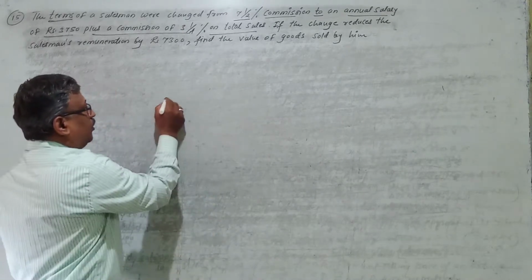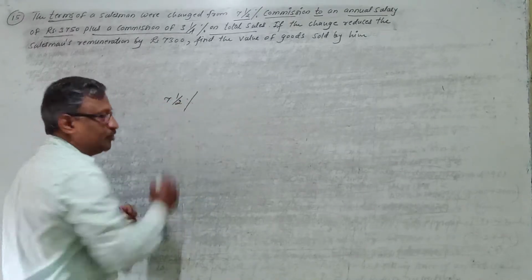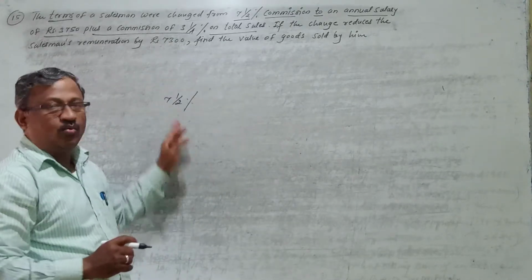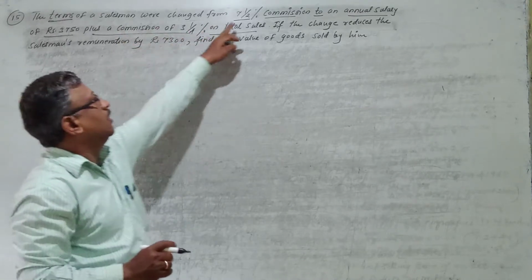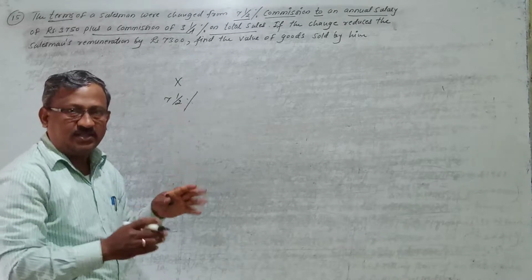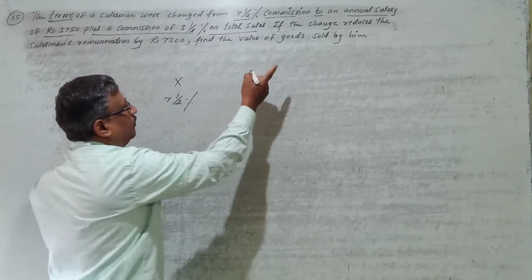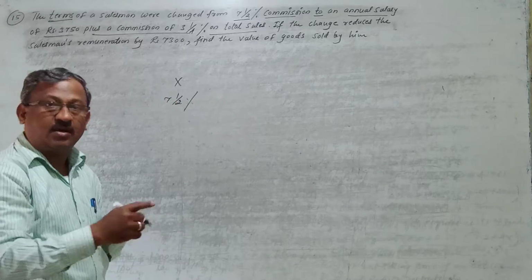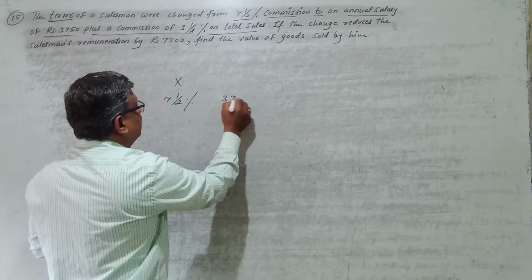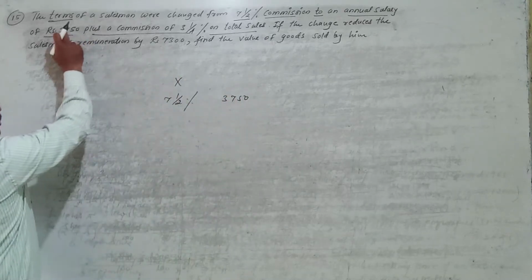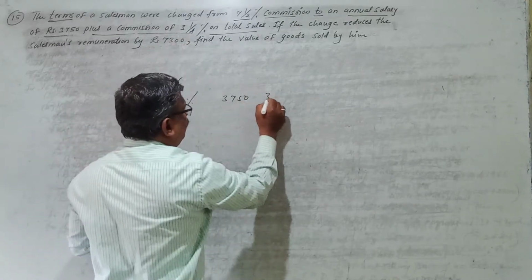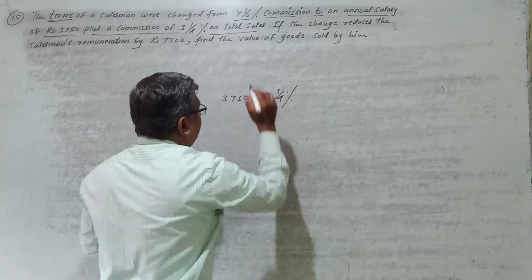Previously, before this change, he used to get only 7.5% commission. Now this is cancelled, and now they are paying annual salary as well as commission. How much annual salary, yearly salary, is he getting? It is 3,750 rupees. Here they have given annual salary of 3,750 plus he is getting commission also, 3 and 1/4% commission.